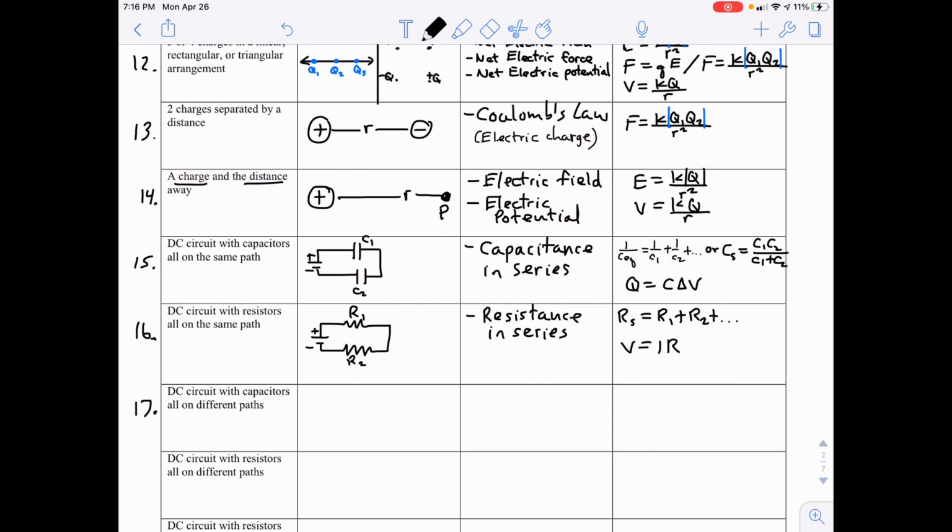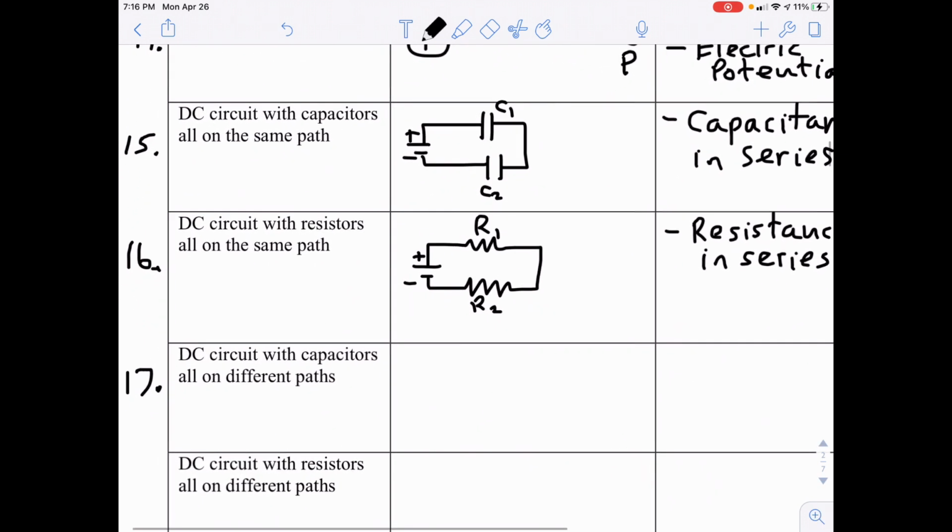Now how about we look at DC circuits that are on all different pathways? So we have capacitors on different pathways. Okay, this is a battery, not a capacitor. Notice there's uneven parallel lines. These are even parallel lines. So we'll call this C1, and we'll call that C2.